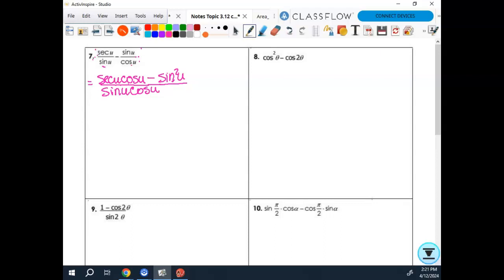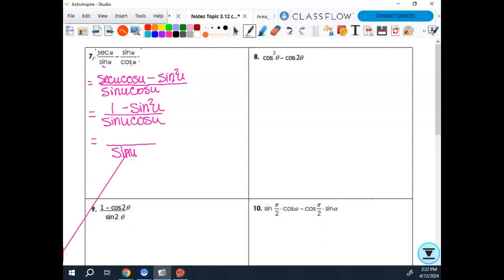Okay, so moving on with trig stuff. My denominator is going to stay the same. Sine u, cosine u. What is secant times cosine? 1, because they are reciprocals. I get 1 minus sine squared. Okay? So my denominator is going to stay the same. Sine u over cosine u.